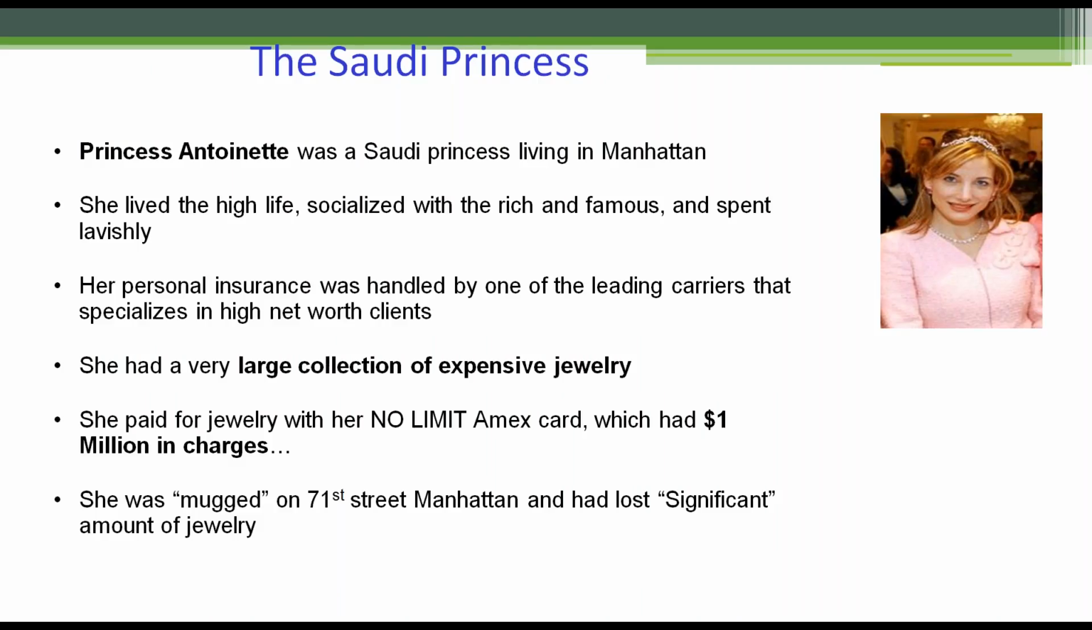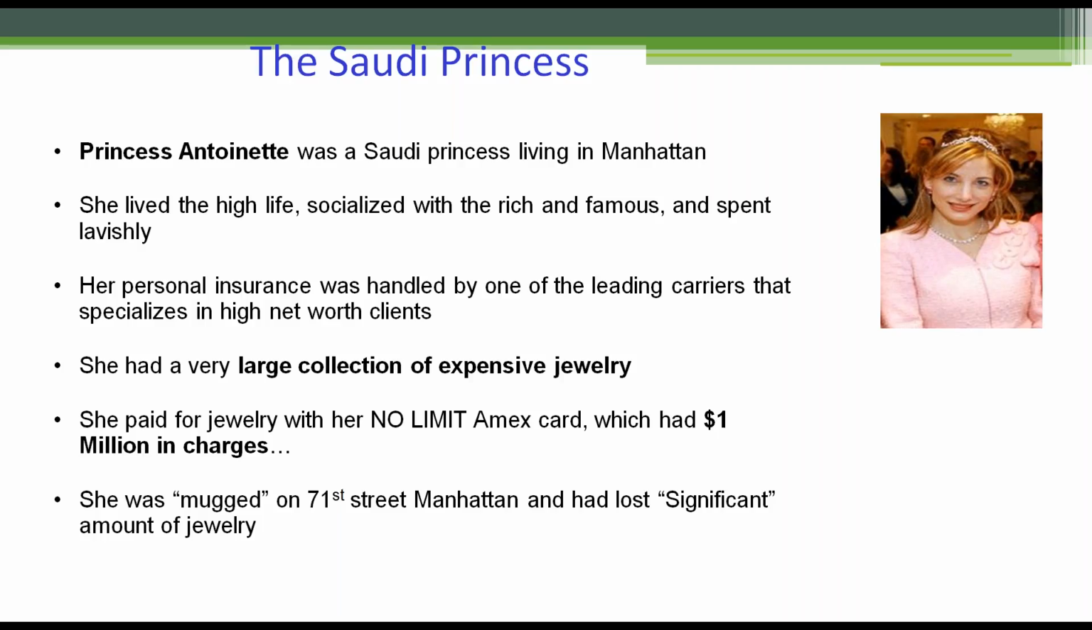The Saudi princess came down to live in New York, in Manhattan, and she used to socialize in high expensive firms, had a no limit Amex card and a large collection of expensive jewelry. Nobody knows how much jewelry she has. She's from Saudi, right? So obviously she has a lot of gold. But the problem is, she got mugged on 71st Street in Manhattan.